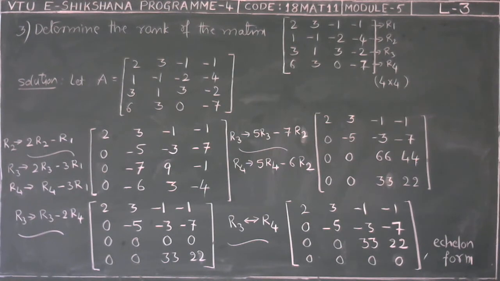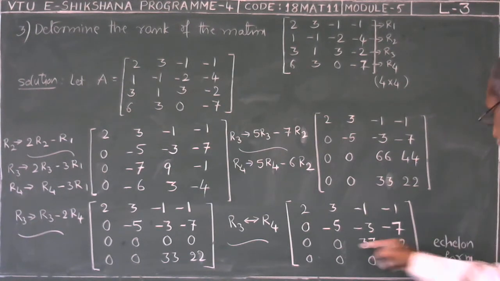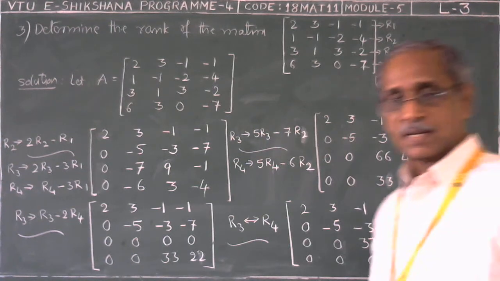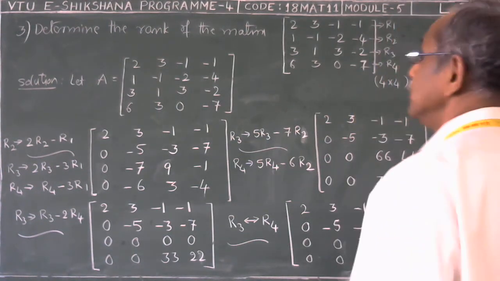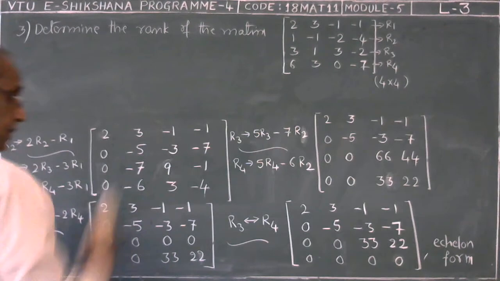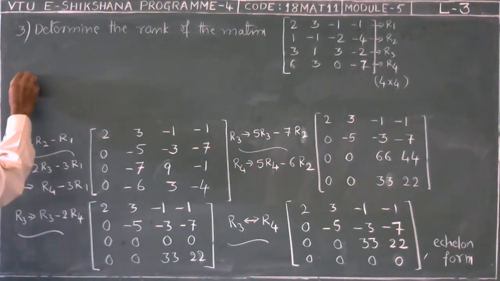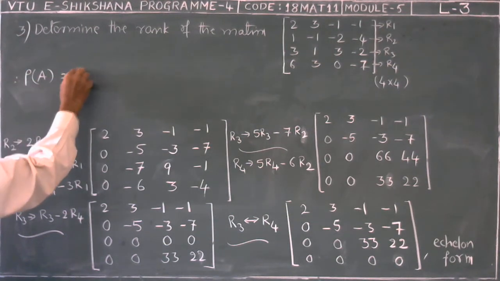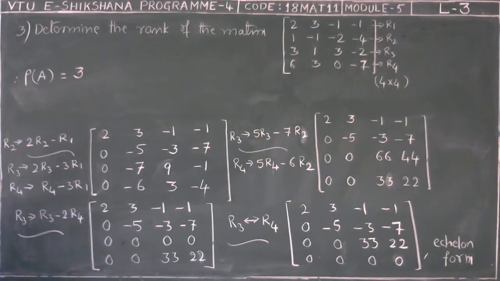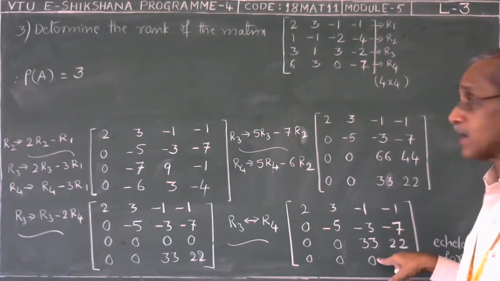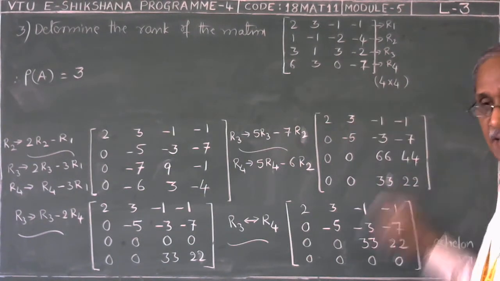Now count the number of non-zero rows here. There are 3 non-zero rows here: 1, 2, 3, namely first row, second row, third row. So therefore, rank of this matrix is 3, which is nothing but the number of non-zero rows in the echelon form of the given matrix.